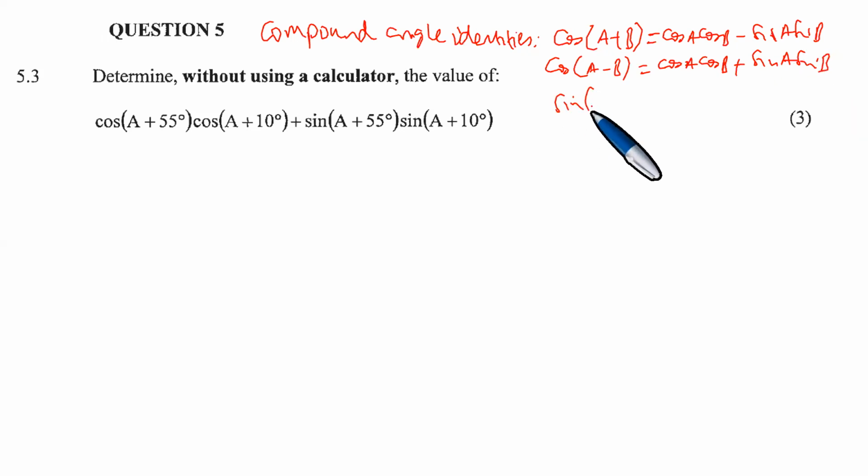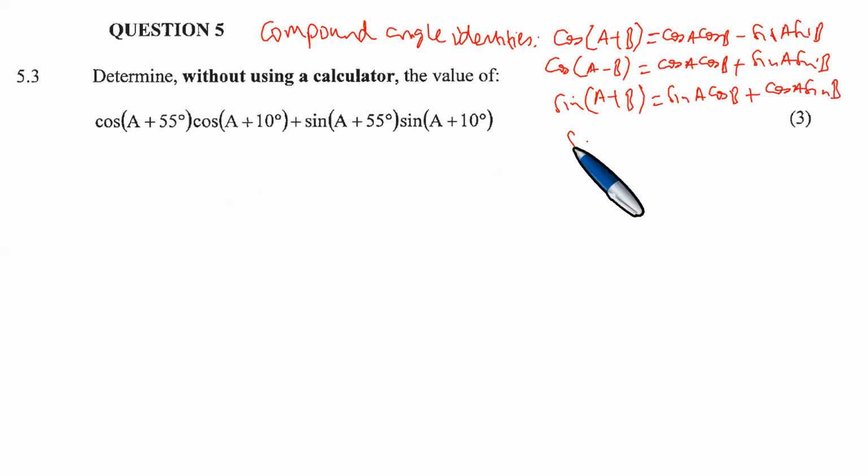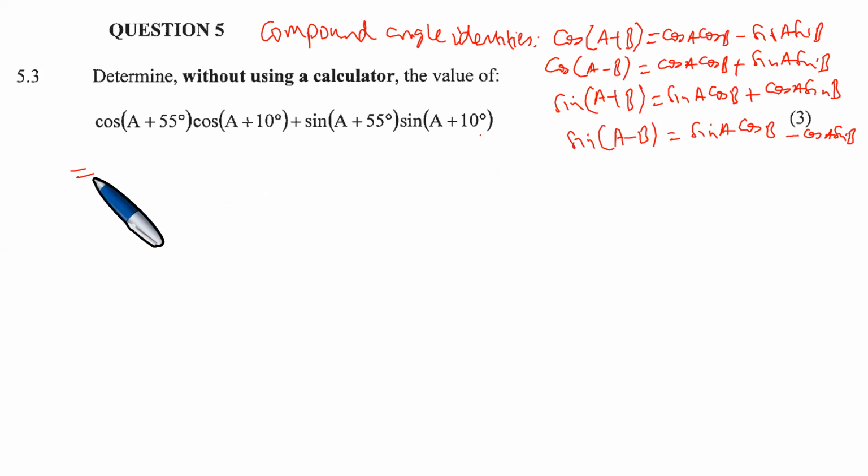The sine of A plus B is the same as sine A cosine B plus cosine A sine B. The sine of A minus B is the same as sine A cosine B minus cosine A sine B. So at this point, because you have these, if you have cosine, cosine, sine, sine, it becomes the negative.